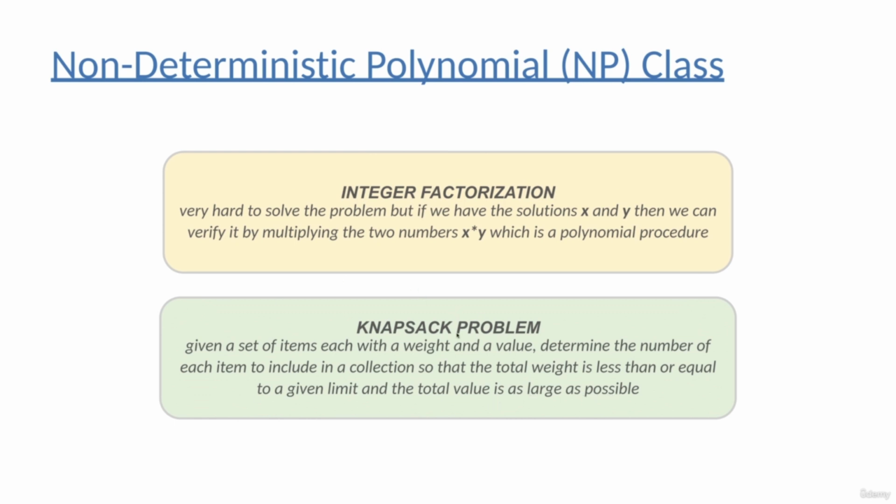It has exponential running time complexity because for every single item we have to decide whether to include it in the collection or not. Of course, if we have n items, then the running time complexity is O(2^n), which means that it has exponential running time complexity. It is extremely hard to solve this problem, but if we have the solution, then we can verify whether it is a valid solution or not in polynomial running time complexity.